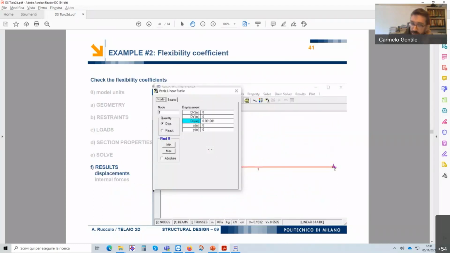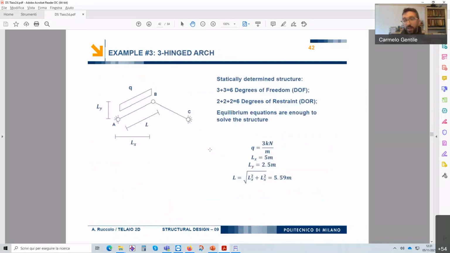Okay, that was just the resolution of the analysis. Now, exercise number 3. A three-hinged arch. So we have two beams which are mutually connected by means of an internal hinge, and they're also connected to the ground with external hinges.